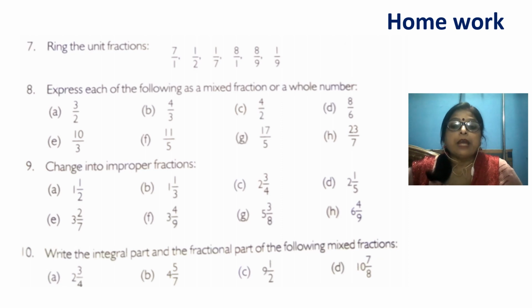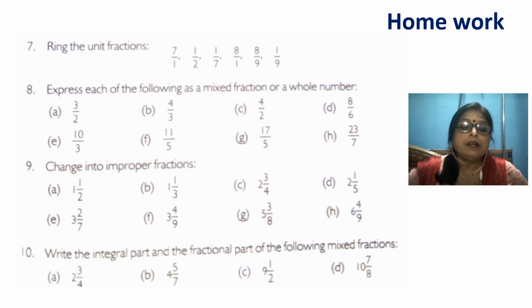Students, now the time of homework. Question number 7, ring the unit fraction. Question number 8, express each of the following as a mixed fraction or a whole number. Here improper fractions are given and you have to change them into mixed fractions. Question number 9, change into improper fractions. Mixed numbers are given here and you have to change them into improper fractions. Earlier I discussed the process of how to change an improper fraction into a mixed number or a mixed number into an improper fraction. You follow that method and do it.